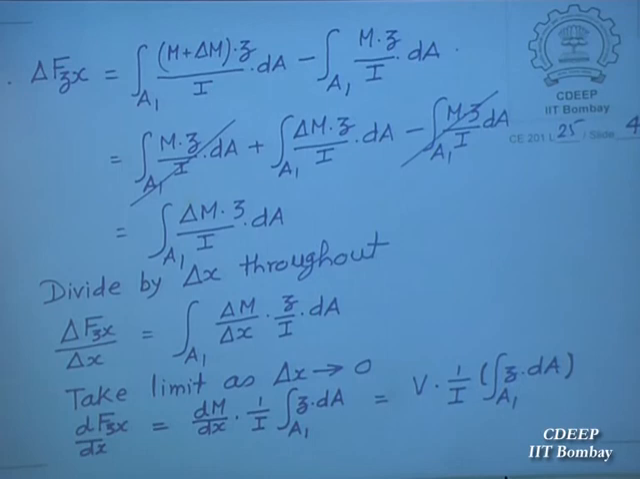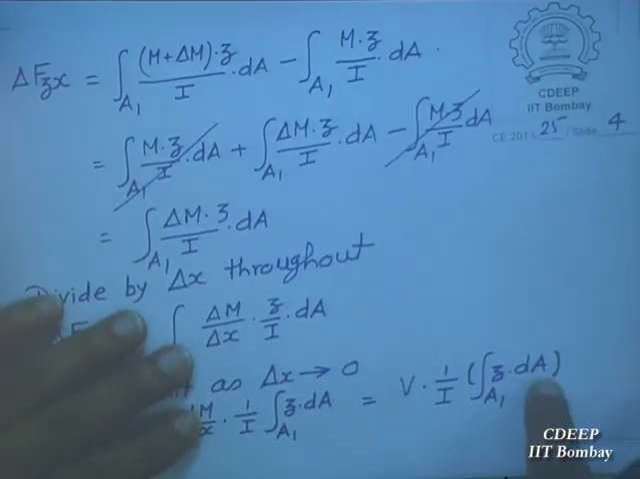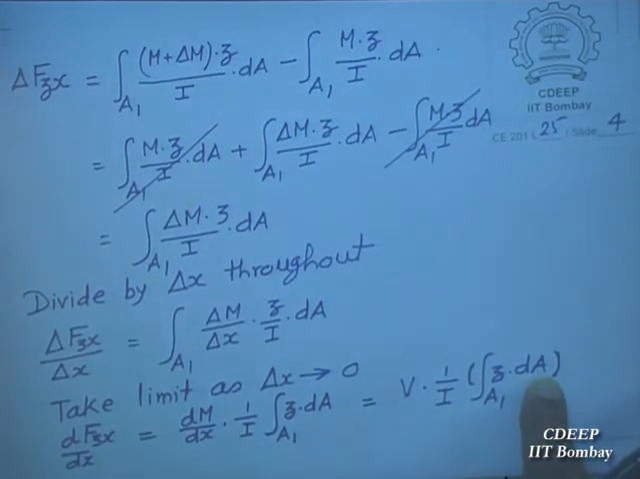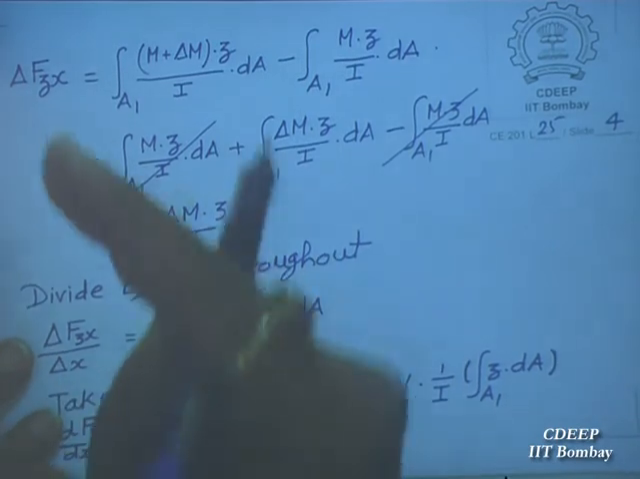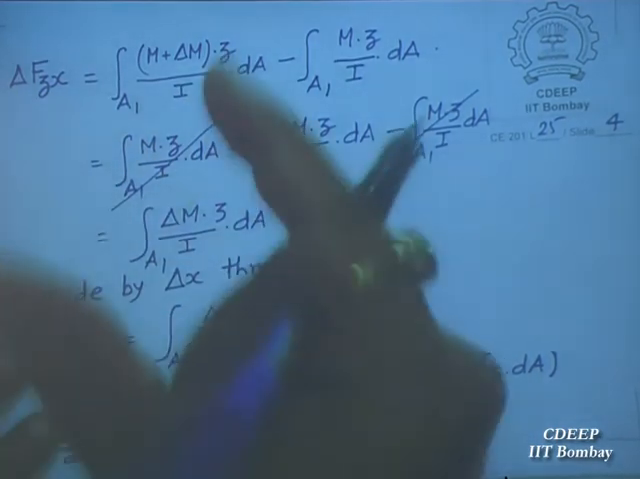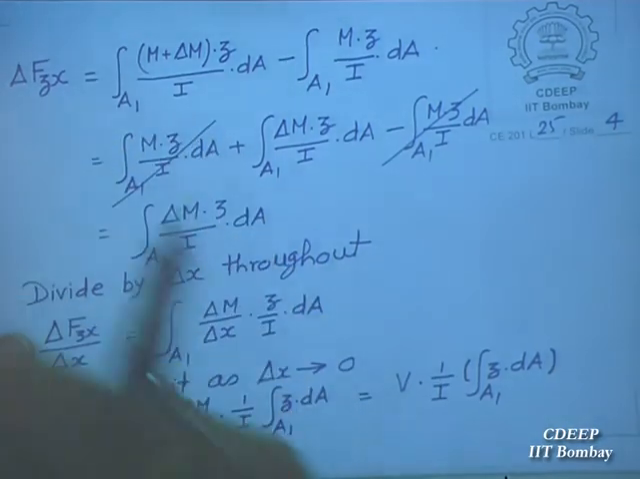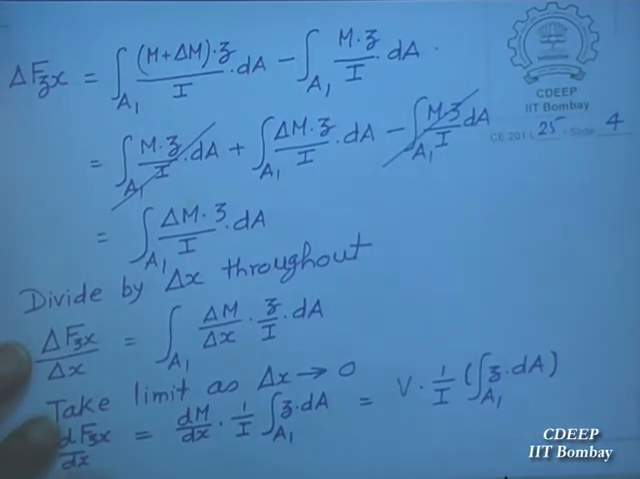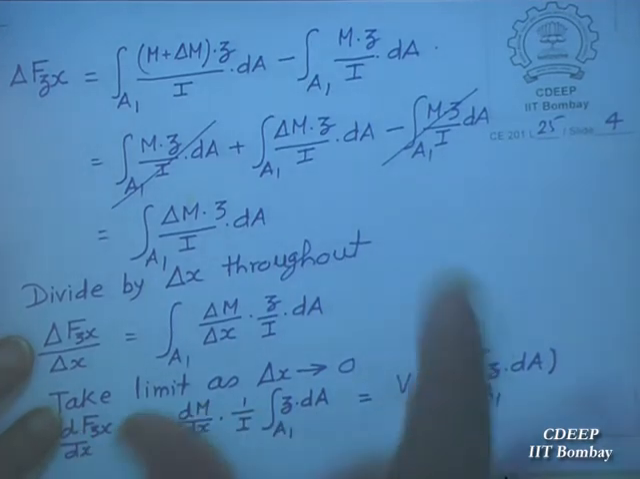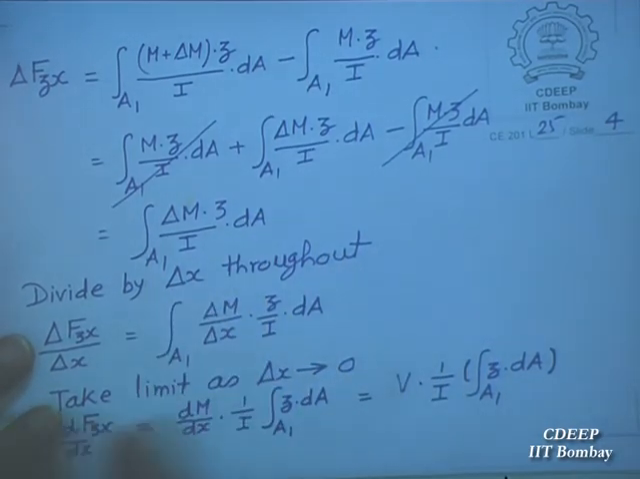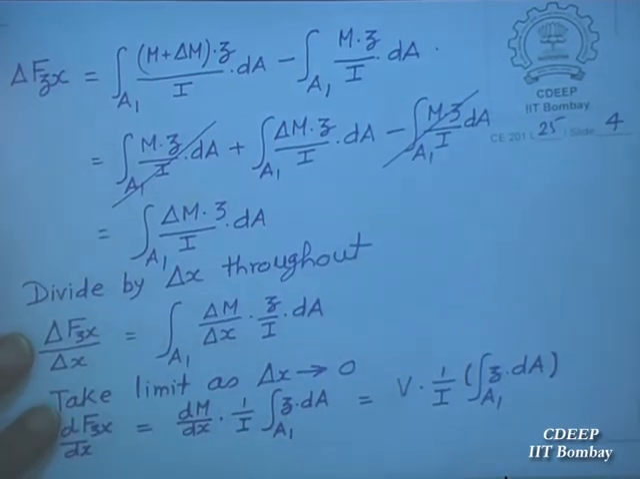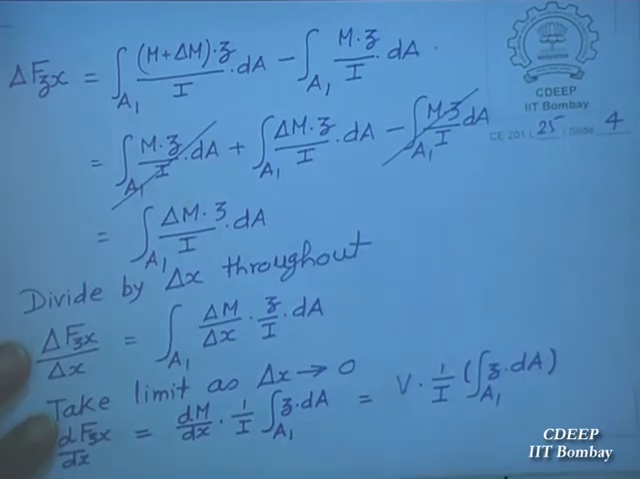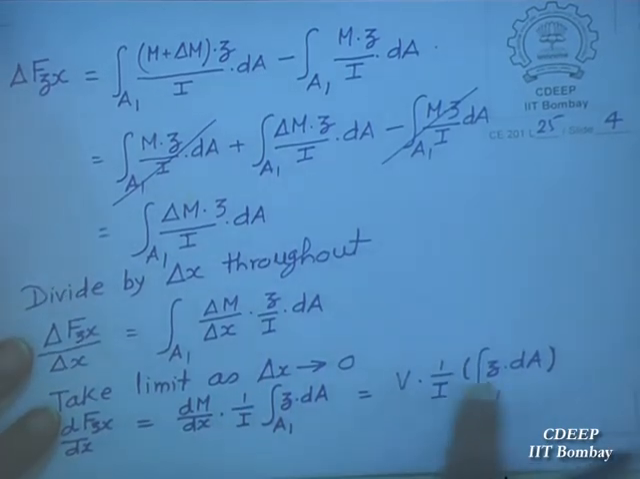What is this? First moment of the area. What is dA? How will you consider dA? B into dz is dA. That dA is multiplied by z, the distance from the neutral axis. So it is the first moment of the area. It is not the second moment of the area. Second moment of the area is called moment of inertia. This is the first moment of the area.